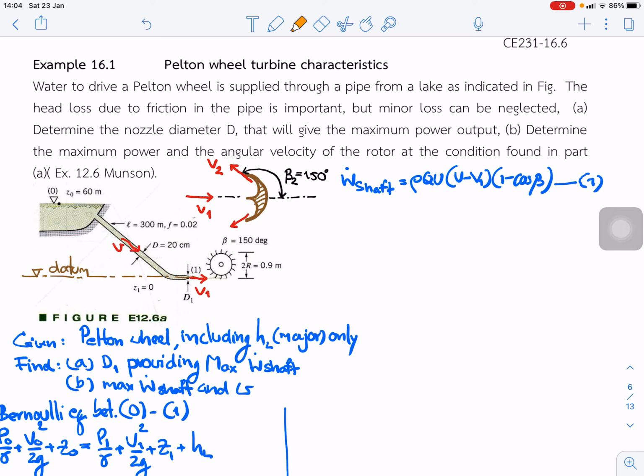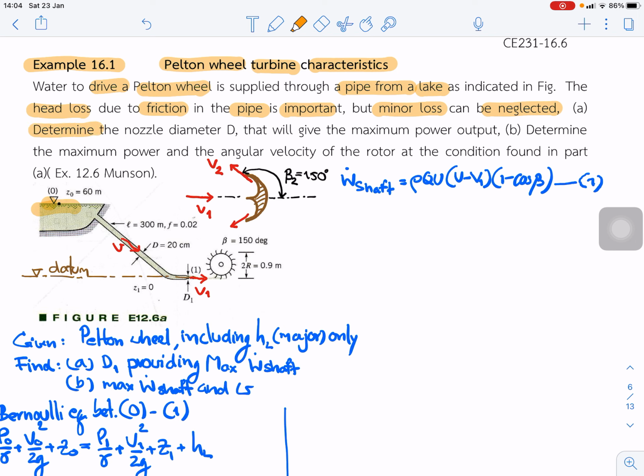Example 16.1, Pelton turbine characteristic. Water to drive the Pelton wheel is supplied through a pipe from the lake. Indicate in the figure the head loss due to friction in the pipe is important, but the minor loss can be neglected, including just the major loss, or the loss from friction.